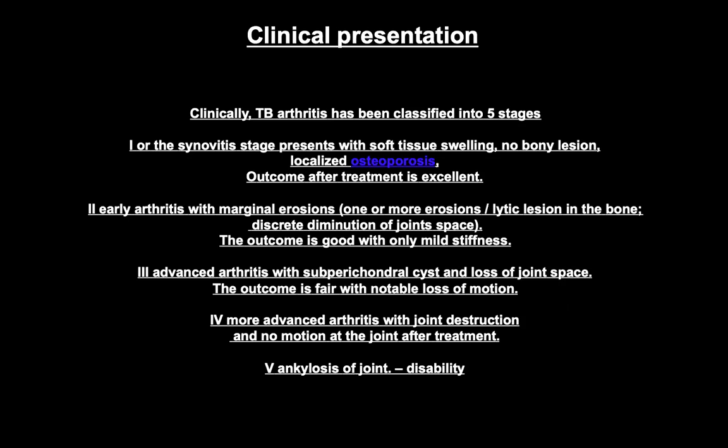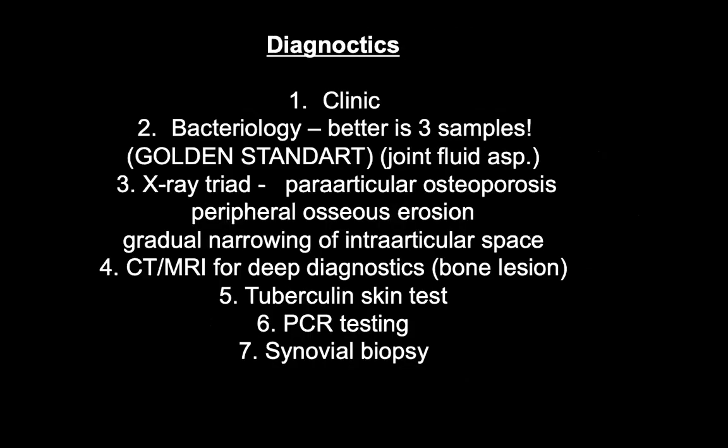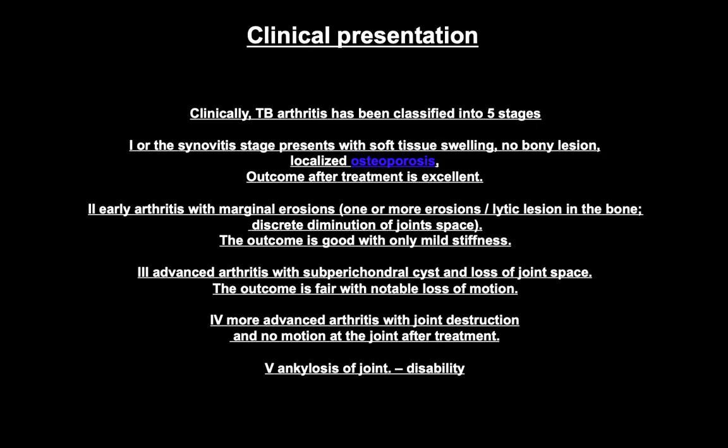The first is synovitis, local osteoporosis. Second, early arthritis with marginal erosions. Third is advanced arthritis with subchondral cysts and loss of joint space. Fourth is more advanced arthritis. And fifth is ankylosis. Diagnostics: first of all, it's clinical. Second, for the clinic, you could take a look at these stages, and at different stages you could see different clinical pictures.